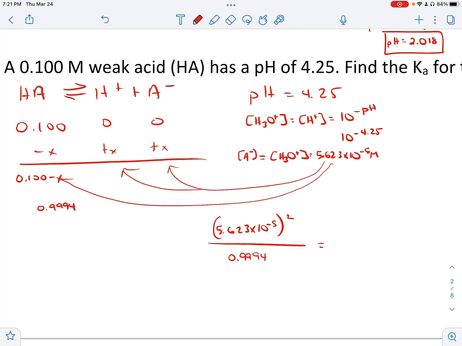So let's see what we get here when we plug this in. 5.623 times 10 to the negative fifth, and then we want to square that. All right, and then we are going to divide by 0.9994. Notice we kept a few more in there just to make sure we had plenty. So our Ka, and we need 2 decimals, 3 decimals, we need 2 because remember we keep the least. So we're going to say 3.2 times 10 to the negative ninth. And remember Ka has no label, so there we go.